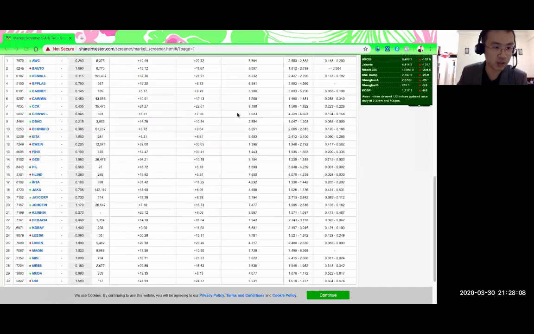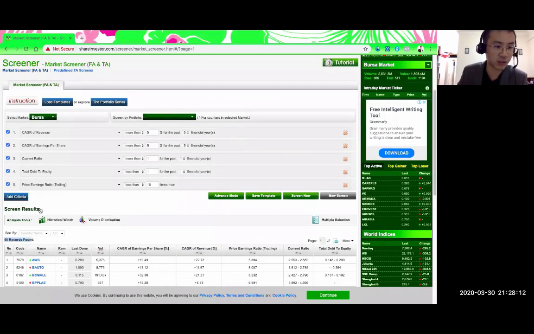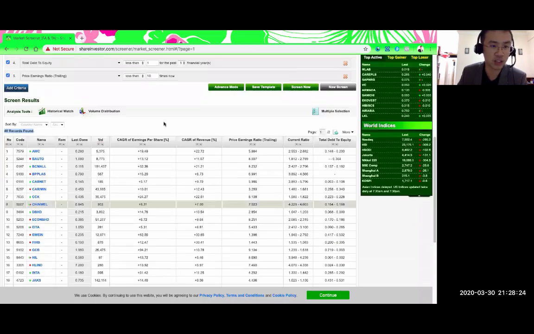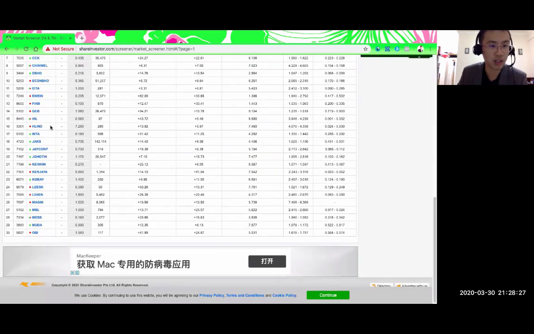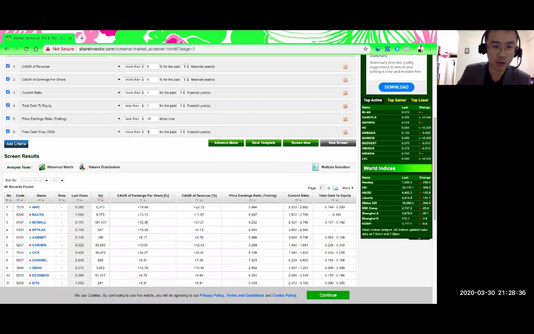All right, so the result comes out. There are how many? There are 48. Wow, 48 records found. There are 48 companies that fulfill all these criteria. They are cheap, they have low debt, good liquidity, and their compound annual growth rate of earning per share is more than 5% for the past 5 years. 48 is a bit too many. Let's add one more criteria to lower it. Let's say free cash flow must be positive in the last 5 years. All right, let's screen one more time.